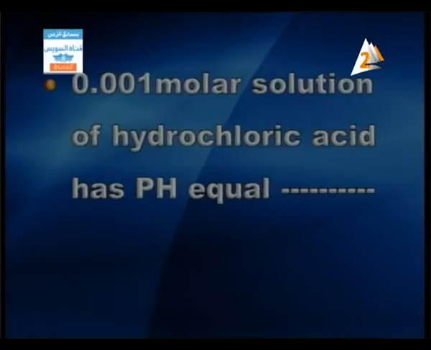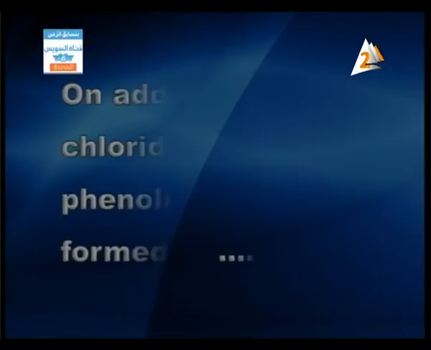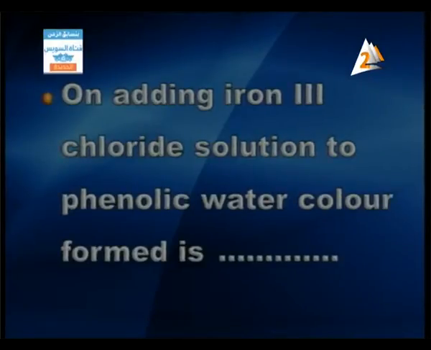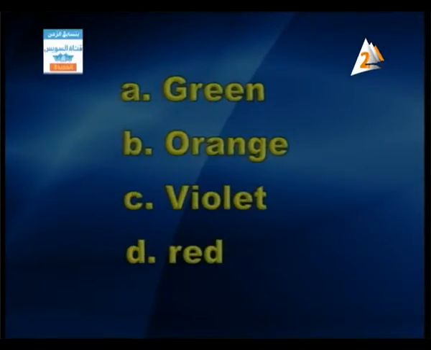0.001 molar solution of hydrochloric acid has pH equal 3, 1, 0, 11. If you think about the answer, my dear student, you will find it will be 3. Next one. On adding iron 3 chloride solution to phenolic water, the color formed is what? Is it green or orange or violet or red? If you think about it, my dear student, you will find it will be violet.